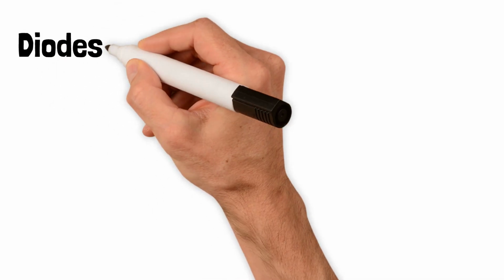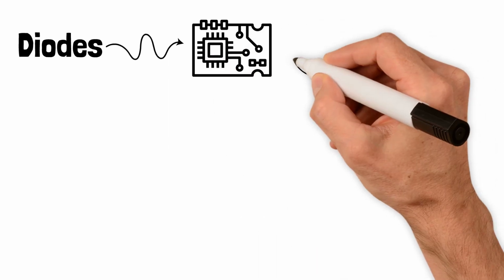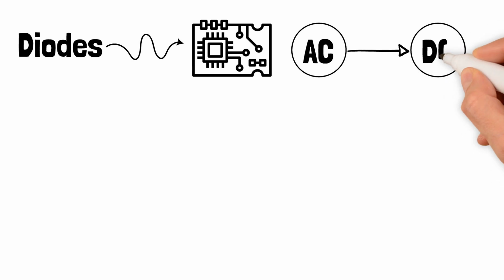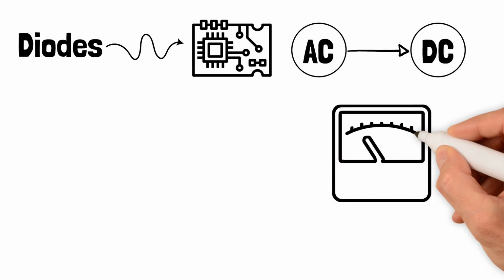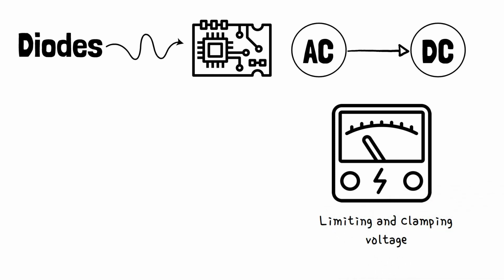So we can see that diodes are essential components when it comes to powering electrical circuits, especially those involving sensitive electronics, due to their ability to convert AC power into DC reliably and efficiently, along with providing a means for limiting and clamping voltage levels at desired values, which protect downstream components.